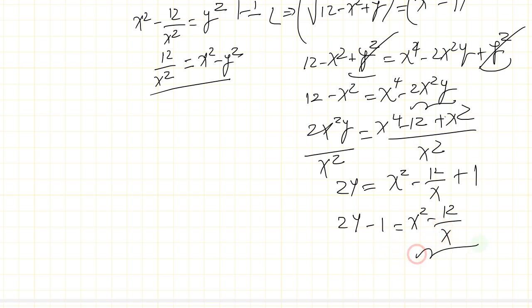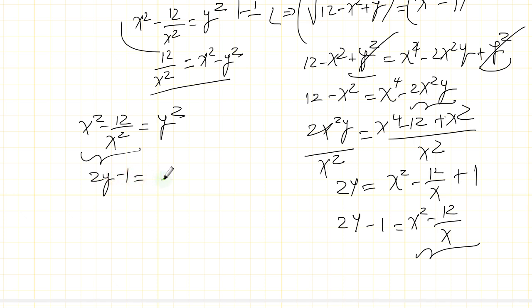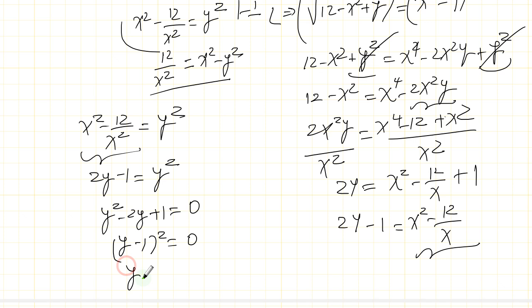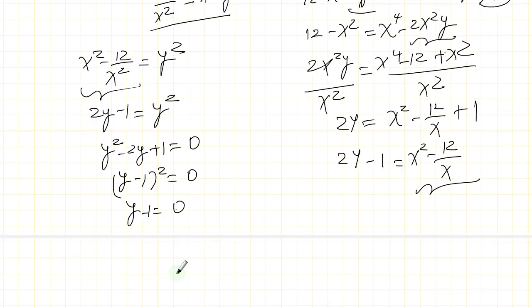So remember, this one here is actually this one here. Now we can replace this. We have here that x squared minus 12 over x squared is equal to y squared, and this one is 2y minus 1, so this is equal to y squared. So this is y squared minus 2y plus 1 equals 0. This is a perfect square, which is y minus 1 squared equals 0. So y minus 1 equals 0, and then y is equal to 1.